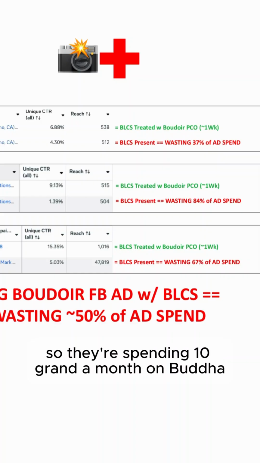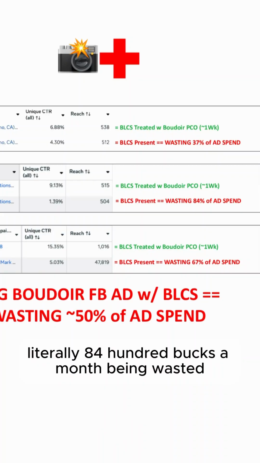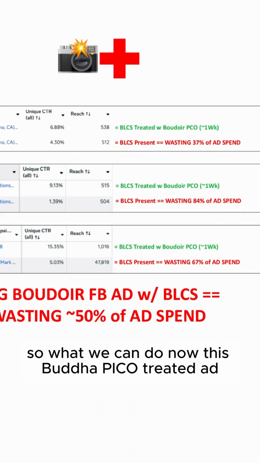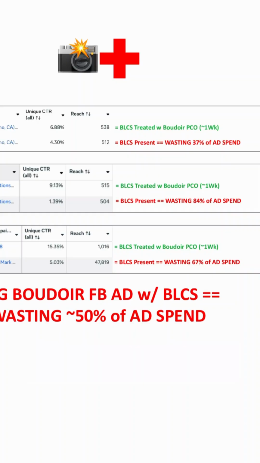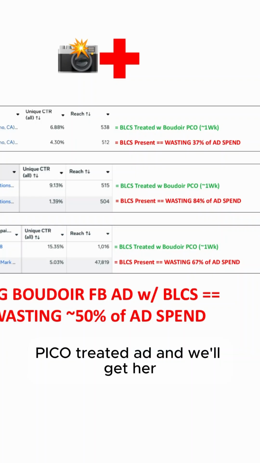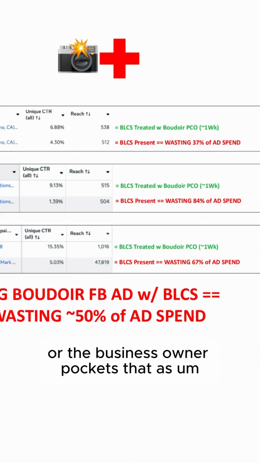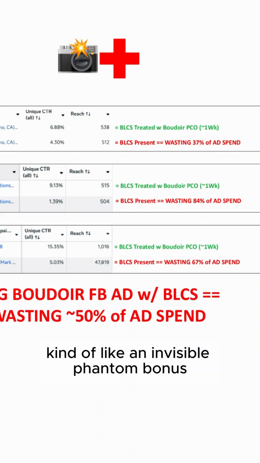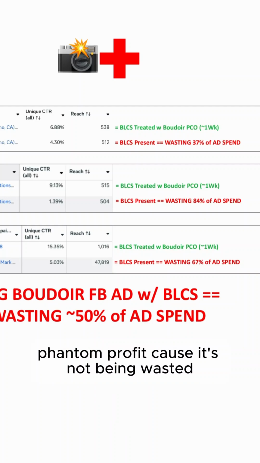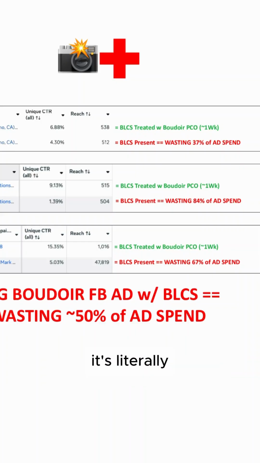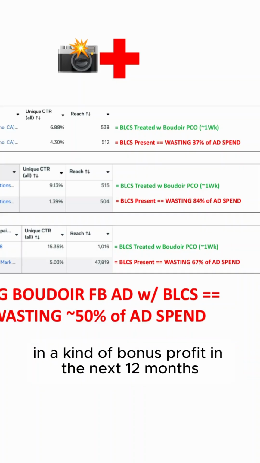So if they're spending 10 grand a month on Boudoir Facebook ads, literally $8,400 a month is being wasted, thrown out the window. So what we can do now with this Boudoir Pico treated ad is eliminate that wasted ad spend and only spend the difference, $1,600 a month, on the Boudoir Pico treated ad, and we'll get our ad into the same number of women's brains as the original at a 10 grand a month spend. So massive gains there, and the business owner pockets that $8,400 as kind of an invisible phantom bonus, phantom profit, because it's not being wasted. It's literally something like 100 grand in bonus profit in the next 12 months.